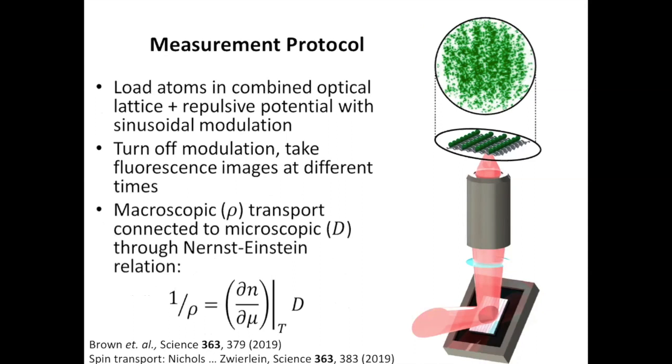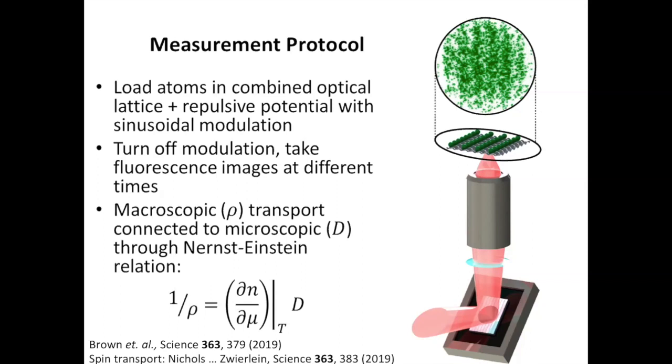So our take is that instead of trying to measure a macroscopic quantity like the resistivity, we're going to try to measure a more microscopic quantity, which is the diffusivity, and then try to link this to the resistivity through the Nernst-Einstein relationship. The Nernst-Einstein relationship tells us that the conductivity, the inverse of the resistivity, is given by the product of two quantities, the diffusivity and the compressibility. The compressibility is a quantity that cold atom people have known how to measure for quite some time now.